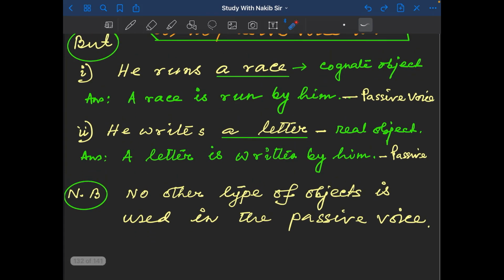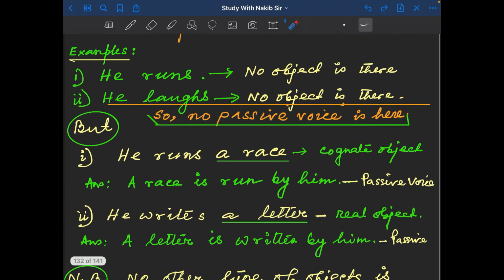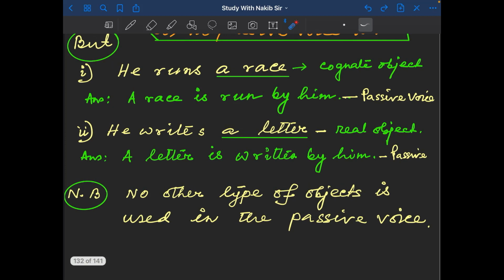Okay, one note is here. No other type of objects is used in the passive voice. Only two types of object are used in passive voice, and they are cognate object and real object. No other type is used in the passive voice.